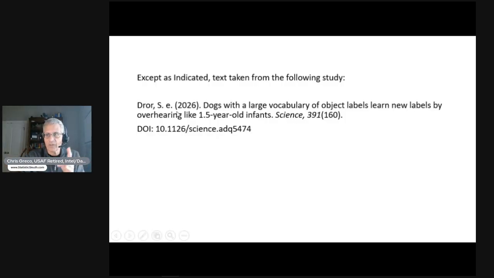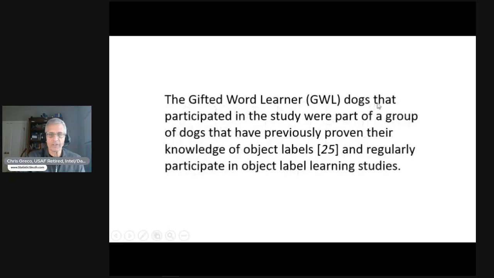So right there, we talk about the gifted word learner dogs. These are GWL dogs. They are specific dogs that have participated in studies and have proven their knowledge of object labels. All of this means that you cannot take this study and apply it to every dog. In fact, you can't apply it to many dogs. You can only apply it to some dogs, these specific gifted word learner dogs, period. That's it. This is something that is very, very important. The sampling is done from a specific population, not from dogs in general, period.